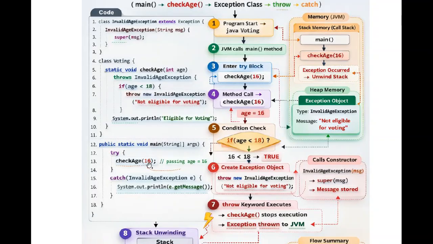After this, the control is transferred to the check age method call. Here, check age: what's the age value stored in the memory? 16. So 16 is less than 18. Condition is true. Now it will throw the exception. Am I right? It creates an exception object because of the new keyword. Exception object is created: new InvalidAgeException of not eligible for voting. So the throw keyword executes.